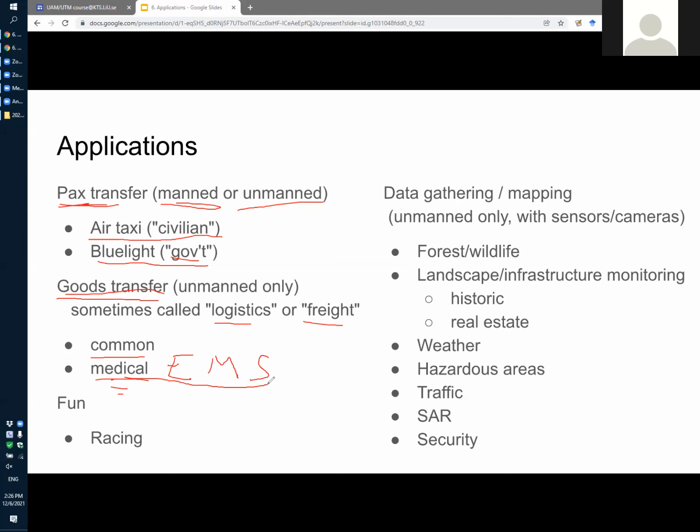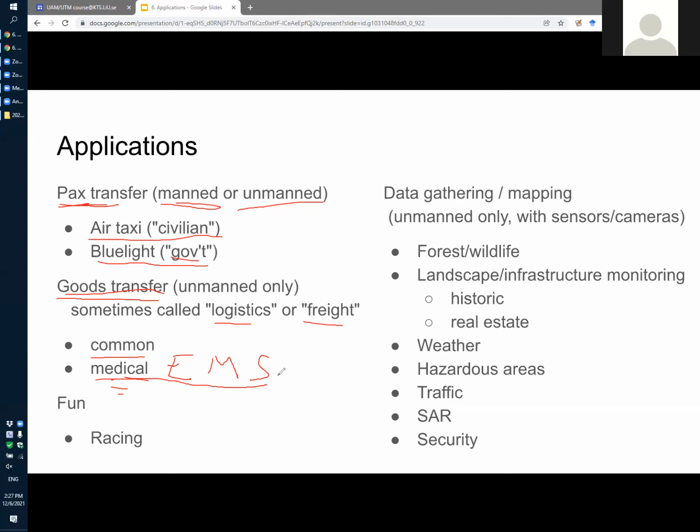In fact, in some places, as you may know, they are already being done, both in Switzerland, where they transfer blood samples, and in this whole Zipline project, where they use drones to go over places where there is no other transport.